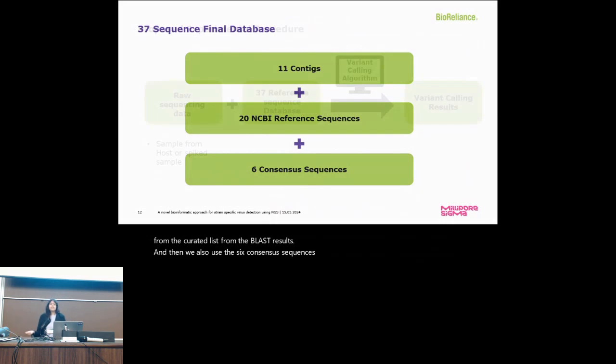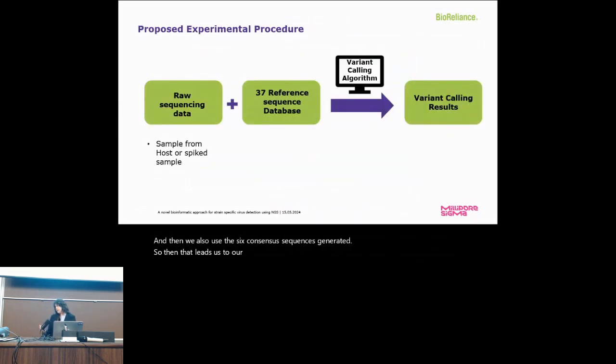So that leads us to our proposed experimental procedure. What we proposed was we would take raw sequencing data, and the sequencing data would be from either a sample from a chicken or from a spiked sample from the lab. And we would use our 37 sequence database and then use the same variant calling algorithm. And then we would have a table of our variant calling results.